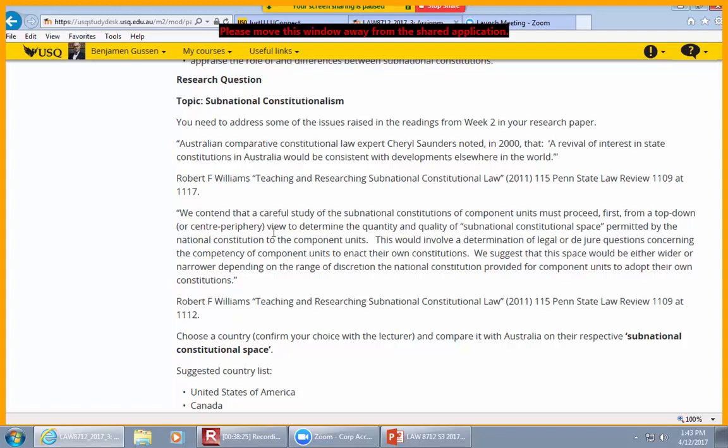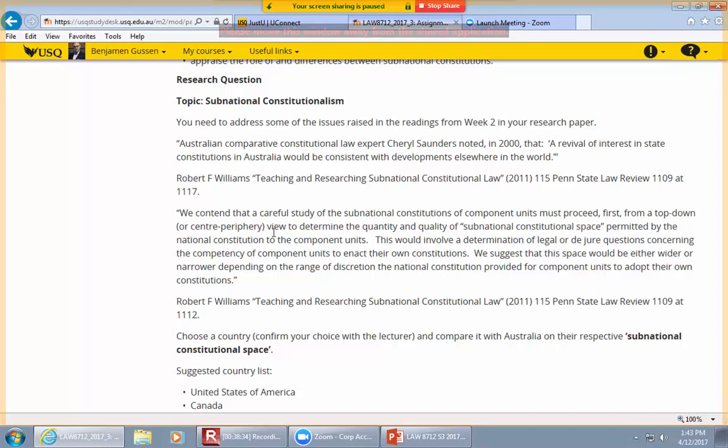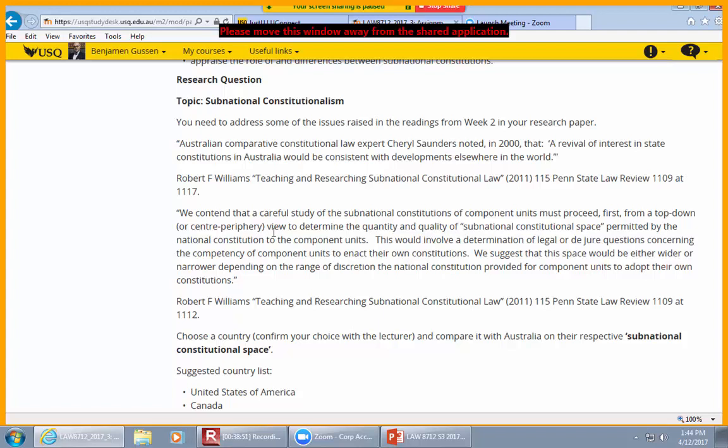So she's saying basically interest in these constitutions. What does she mean by that? Simply from an academic point of view, or interest in terms of their power, excuse me, vis-a-vis the Commonwealth Constitution? In other words, can they stand up to the Commonwealth Constitution and say, nope, this is our jurisdiction?